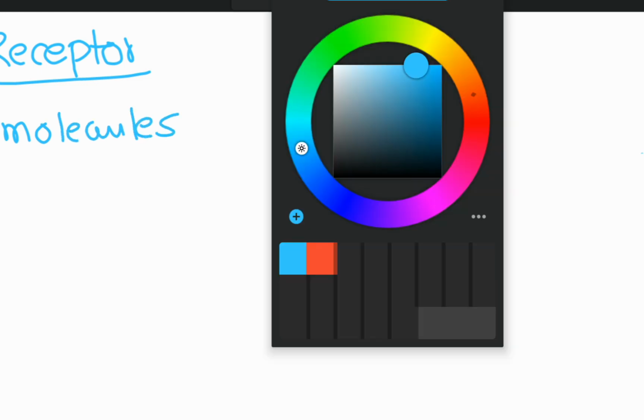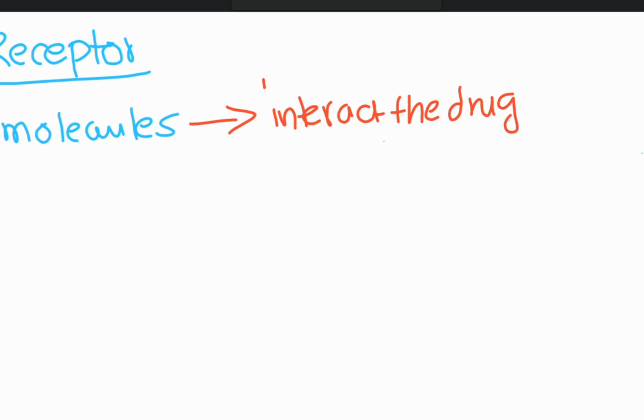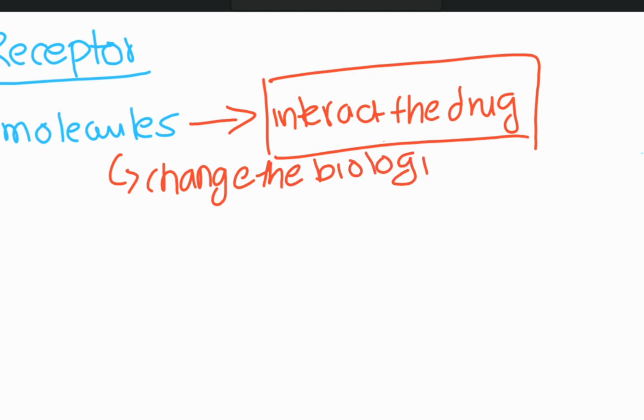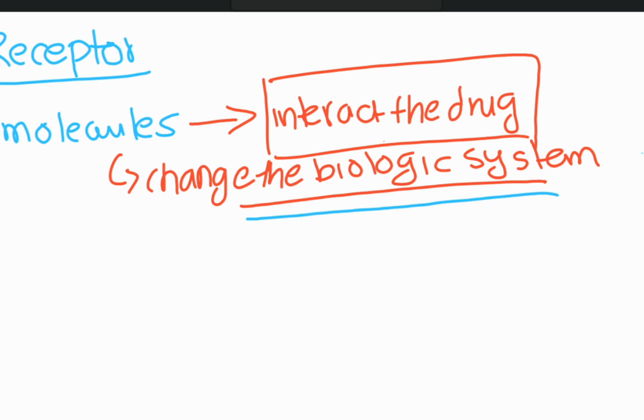Receptors are molecules present in the biological system for the sole purpose of interacting with the drug. And what can this interaction give? This interaction can change the biological response or biological system. Only for this sole purpose the receptors are there. Receptors are the molecules present inside the human body or the biological system to interact with the drug and to change the biological system.